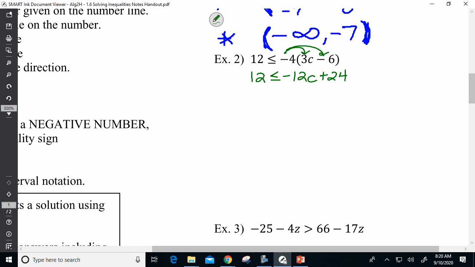Subtract 24 from the left-hand side. And then divide both sides by -12. Now keep in mind, we're getting ready to divide by a negative number. So when you divide by a negative number, that causes the sign to flip. So less than or equal to will now become greater than or equal to. So you have 1 is greater than or equal to c. 1 is greater than or equal to c.